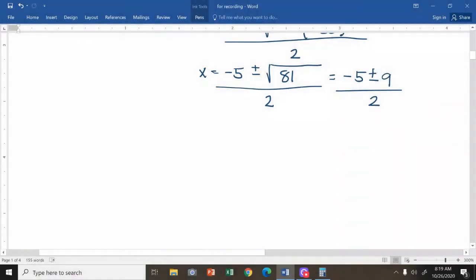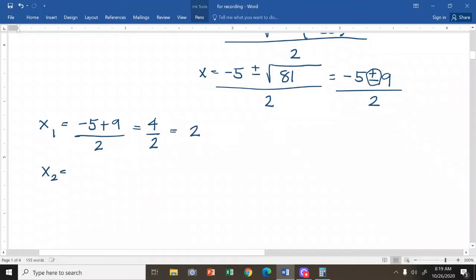Kung mapapansin nyo dito, meron tayong actually dalawang values ng x. Yung una, tawagin natin siyang x sub 1. This is equal to negative 5 plus 9 over 2, kasi dahil dito sa plus minus. Simplify natin to. Negative 5 plus 9 is positive 4 over 2. So, 4 over 2 is equal to 2.